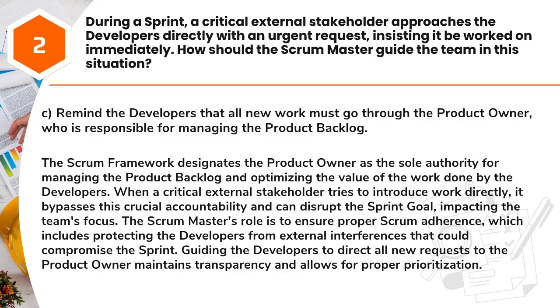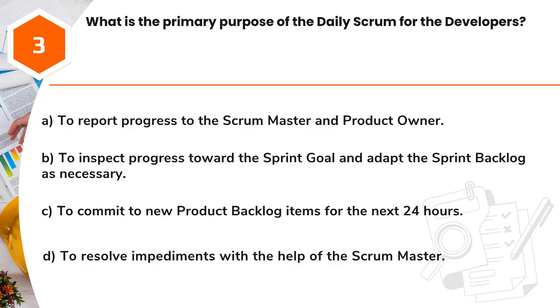The Scrum Master's role is to ensure proper Scrum adherence, which includes protecting the developers from external interferences that could compromise the sprint. Guiding the developers to direct all new requests to the product owner maintains transparency and allows for proper prioritization. Question 3. What is the primary purpose of the daily Scrum for the developers?